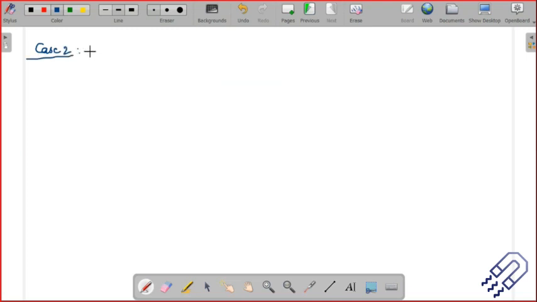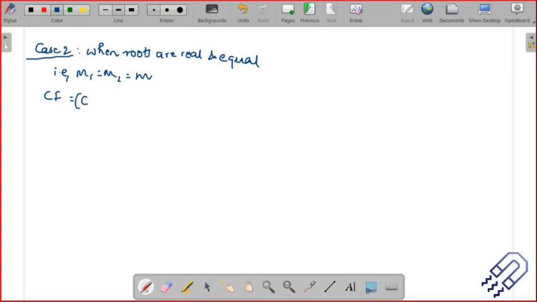In case 2, what happens is we have the roots, they are real but equal. They are not distinct, they are equal. So in general we can say that m1 is equal to m2. It may be that not all the roots are equal, a few of them are equal, so maybe m1 plus m2 is equal to m.